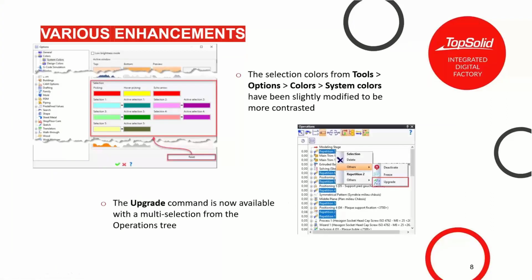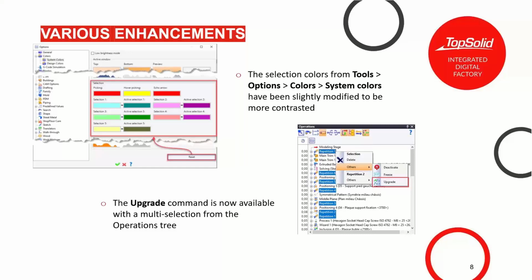Next, we made a slight modification to the system colors. So again, this is controlled in your tools options. As you can see here, we made some changes to the colors just so that the selection colors have more contrast between them. We've had a few customers report that it was hard to tell the difference between these. Maybe they didn't realize they could change them themselves.